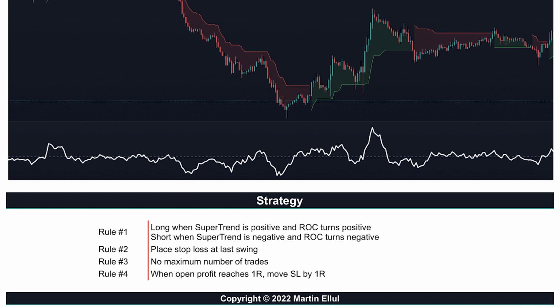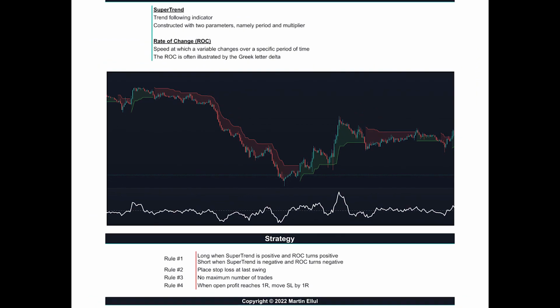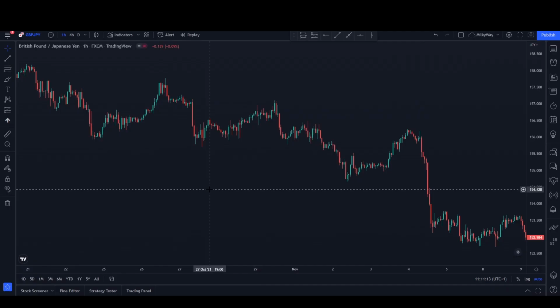And the last rule is that when the open profit reaches 1R, which is the amount that we are risking per trade, we move the stop loss in the direction of the trade by 1R. So let's get on the charts now so I can show you a few trades and then we'll dive into the 100 trade backtest. Alright, so here we are on the charts, GBP JPY on the 1 hour time frame.